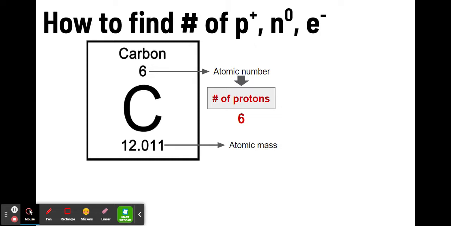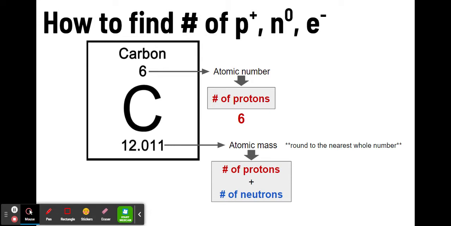The number on the bottom is the atomic mass. And when you look at that mass in your head, you need to round to the nearest whole number. Okay, so 12.011, that's an average. But when we're trying to figure out how many protons and neutrons this element is going to have, we need to round that number in our head. So 12.011 would round to 12.